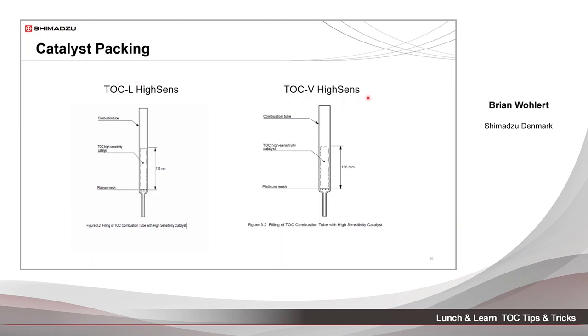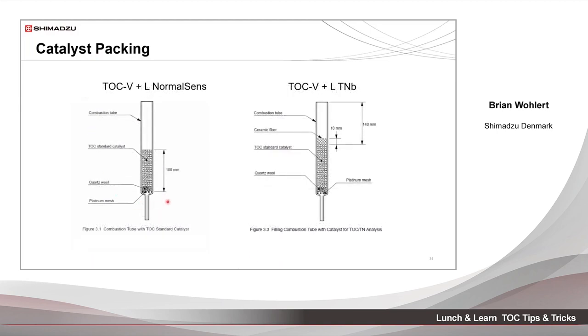Our TOCL and our TOCB are more or less the same instrument, but as you see here, the packaging height for TOCB is higher than for the TOCL. So for you who have both instruments, keep that in mind. The height of the packaging is different for the two instruments. The reason why these are different is that the design of the oven of TOCL is different from the TOCB oven, and we would like to place the sample in the right temperature zone of the oven. So that's the reason for the difference in packaging height.